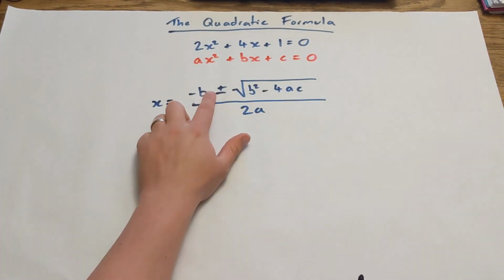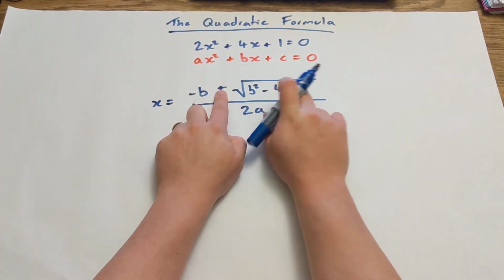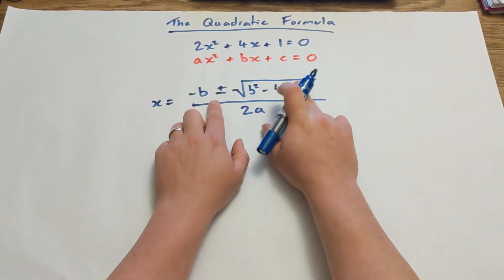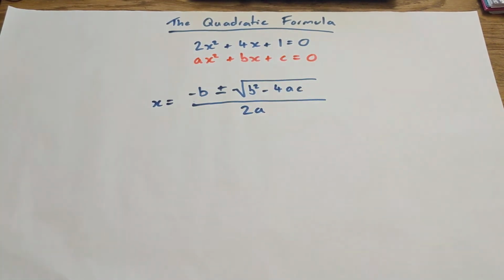And the plus or minus means we want to do this equation once where we add this bit in and get an answer, and then we do it again where we take away this bit and get an answer, and that gives us 2 roots. Normally we expect these equations to have 2 roots, because of the shape of it, it's going to cross the x-axis in 2 places quite often.